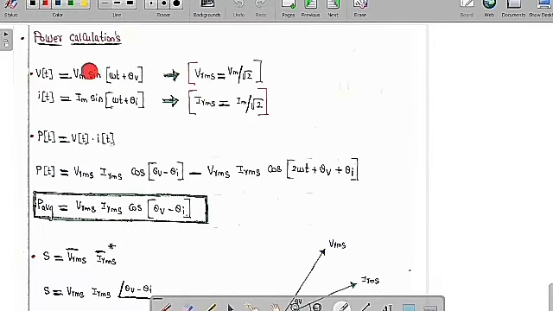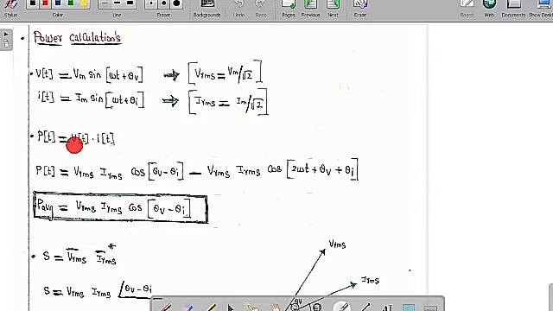So now we are going to study the power calculations. Suppose the supply voltage v(t) is equal to Vm sin(omega t plus theta v), then the RMS value of this voltage is Vm by root 2. And if the current through this voltage source i(t) is equal to Im sin(omega t plus theta i), then the RMS value of this current is equal to Im by root 2.